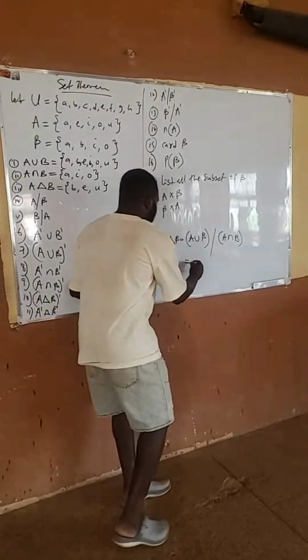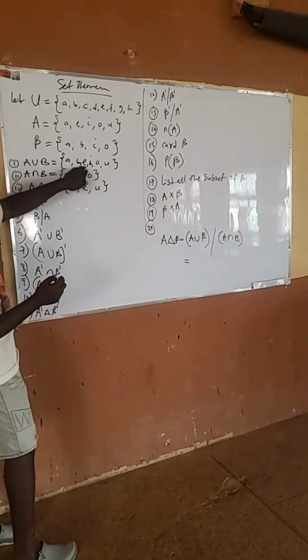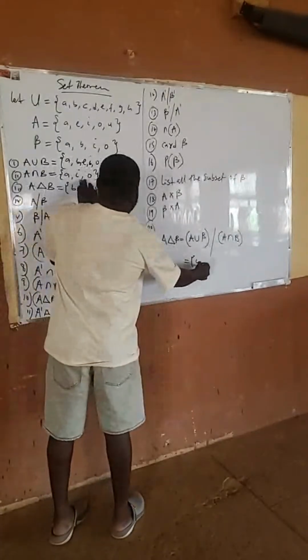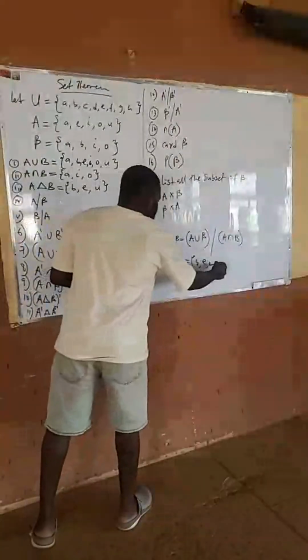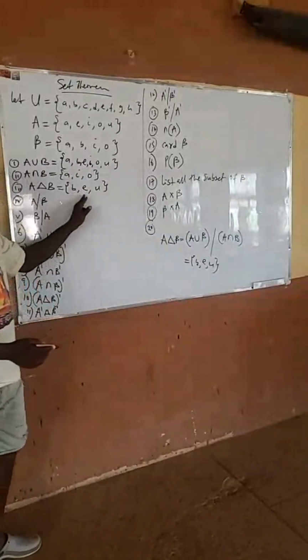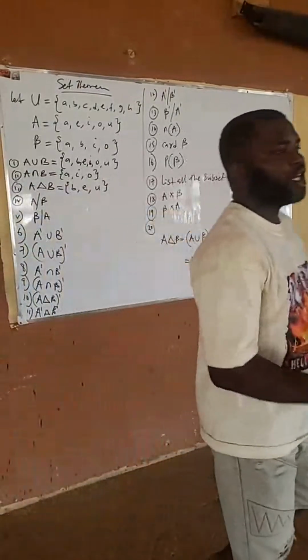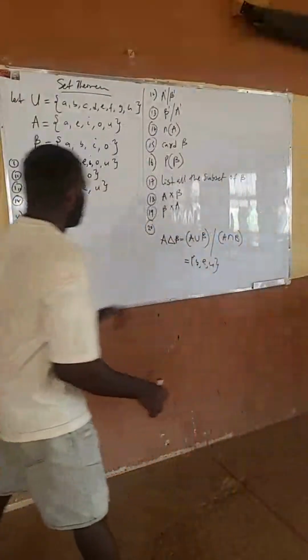So let's go. Tell me what you can see in their union. Look at the union here. Tell me anything you can see here that you cannot see here. Let's go. B, E, U. Is it the same thing with what we got? You see, they are the same thing. So it's either you say the uncommon element or you say the difference between the union and the intersection. So any of them will give you the same answer.